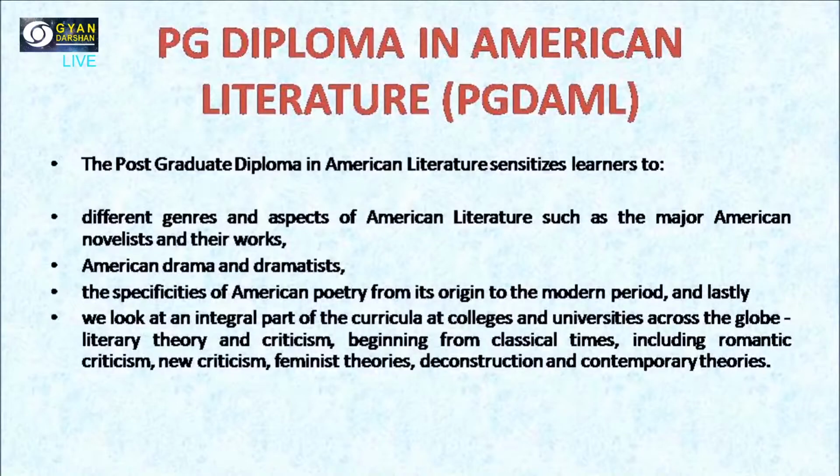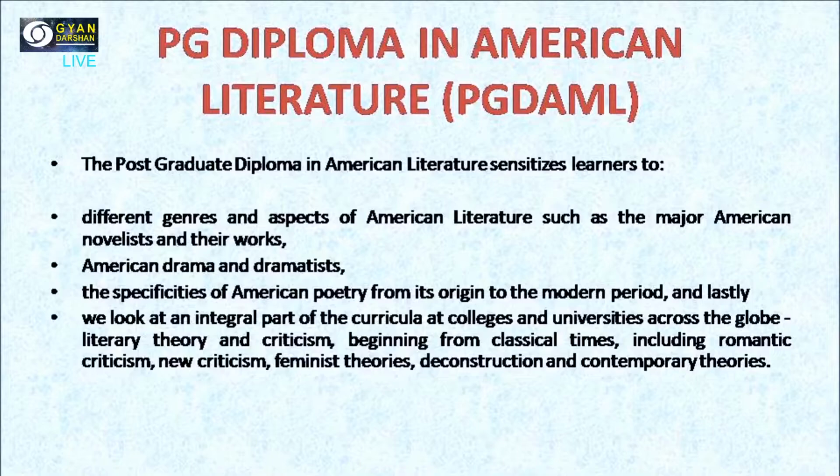Now we shall talk about the postgraduate diploma in American literature, and its code is PGDAML. The School of Humanities also offers 6 PG diplomas in various aspects of literature. The postgraduate diploma in American literature sensitizes learners to different genres and aspects of American literature, such as the major American novelists and their works. Then we look at the major American dramatists. We look at the specificities of American poetry. How did it start? And we bring it up to the modern period.